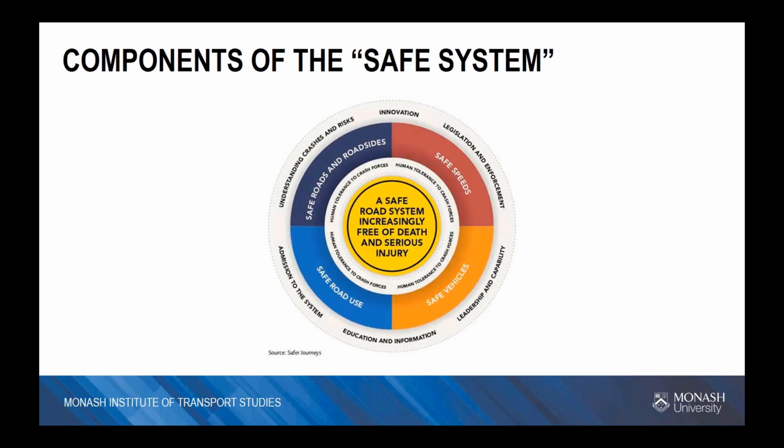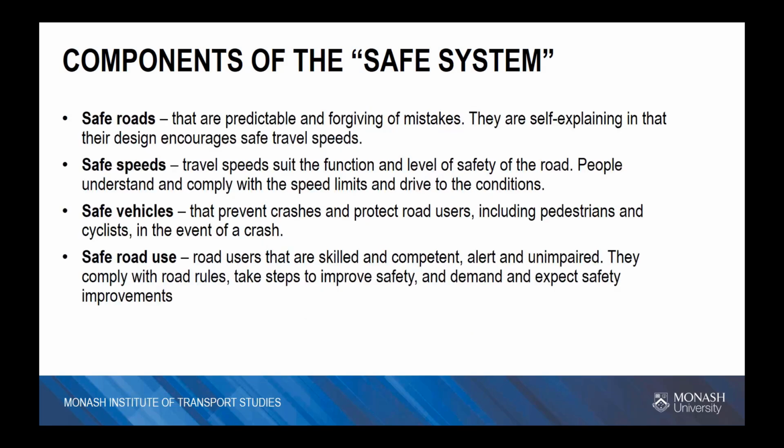And that brings us to the components of the SAFE system, being safe roads and roadsides, safe speeds, safe road users, and safe vehicles. Through controlling these factors, we aim to manage the human tolerance to crash forces, and we complement these factors through an understanding of crashes and their risks, innovation, legislation and enforcement, leadership and capability, education and information, and admission to the system.